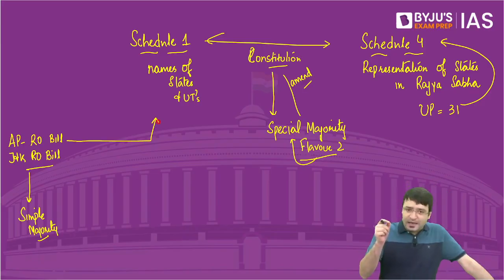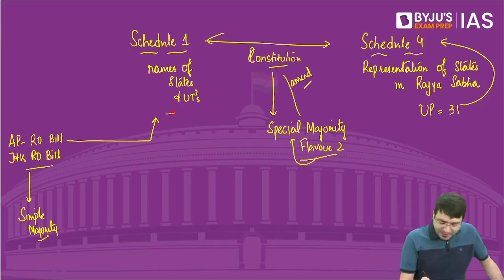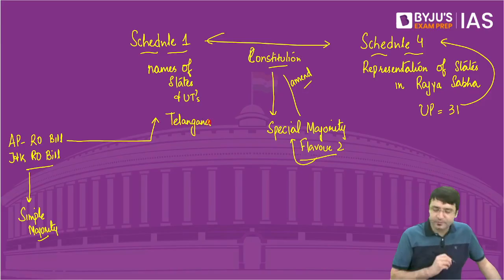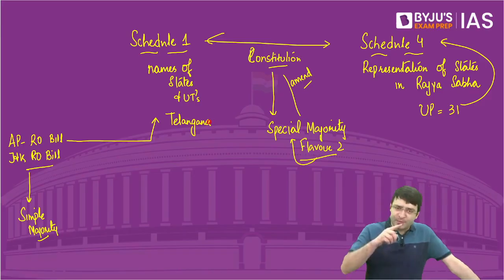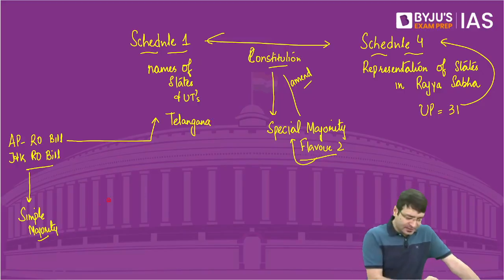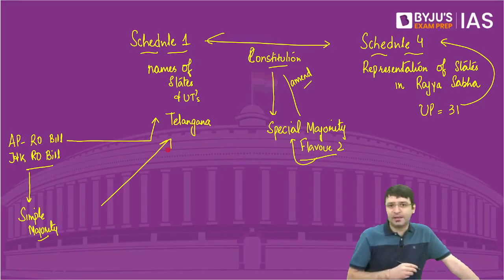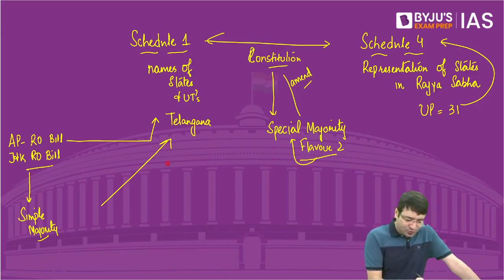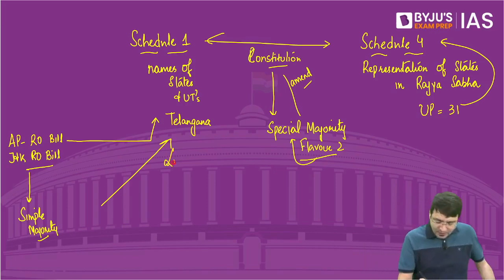Now Andhra Pradesh got split into Andhra Pradesh and Telangana. Now this word Telangana should also be mentioned in Schedule 1 of the Constitution. That means we will add Telangana here. Jammu and Kashmir was a state. Now Jammu and Kashmir is a union territory. That means we have to change Schedule 1 as well. Ladakh was not a name mentioned previously. Now we have to add Ladakh as well to Schedule 1 of the Constitution.